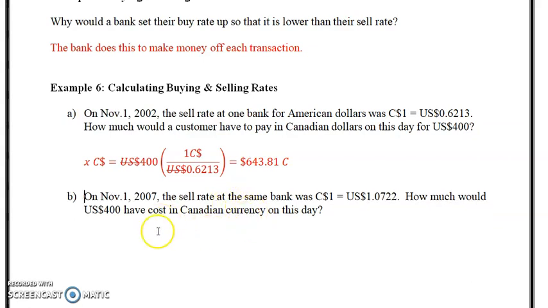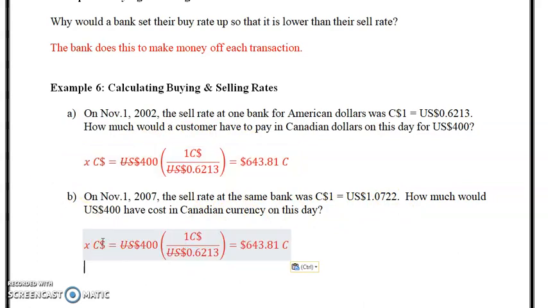Let's check back 5 years later, November 1st, 2007. The selling rate at the same bank is now 1 Canadian dollar equal to 1.0722 US. So there's one of these times where the Canadian dollar is worth more than the US dollar. Wouldn't that be nice? We take the 400 and divide it this time, so it's going to be less than 400, since the dollar is worth more: $373.06. And that's how it fluctuates.